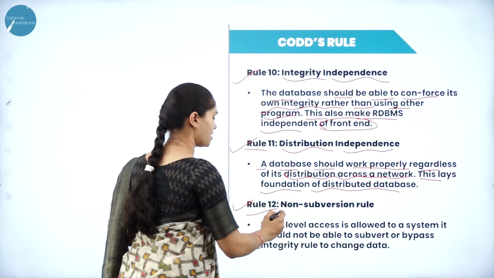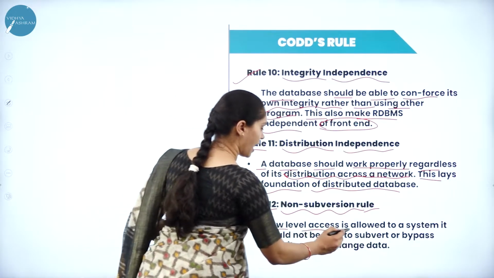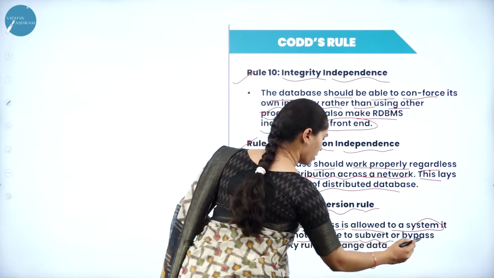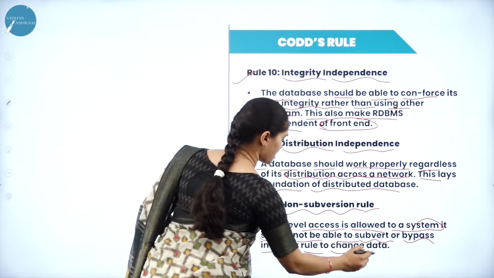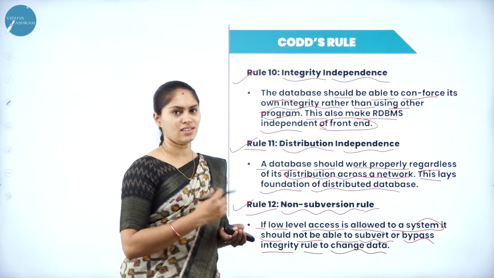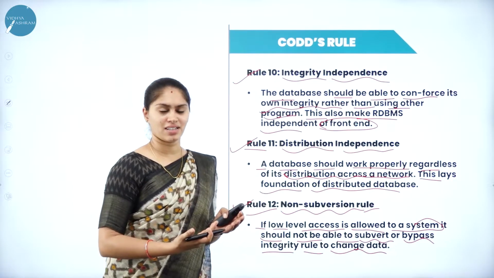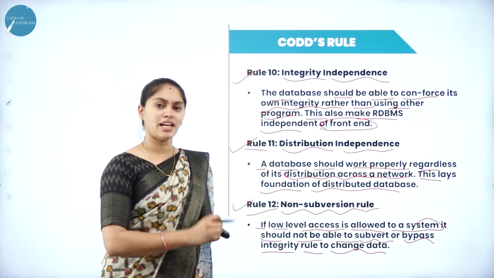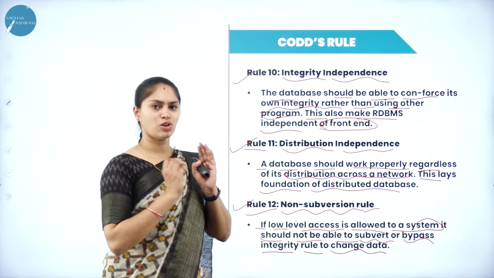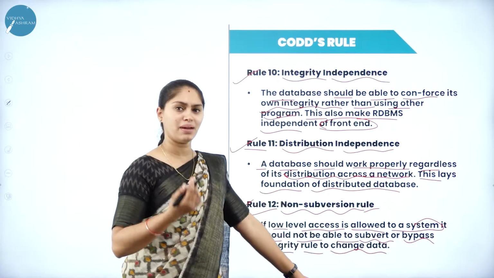Rule 12 is the non-subversion rule. What it indicates is that if low-level access is allowed to a system, it should not be able to subvert or bypass the integrity rules to change the data. Just imagine you wanted to visit a temple. There will be some rules or some special entries, but whoever it may be, they should not take any privileges or get prioritized. Everybody has to go straight in the queue. That means there should not be any bypass or any subversion.